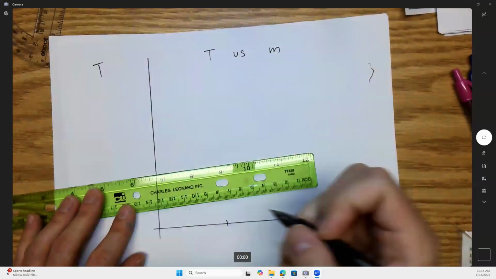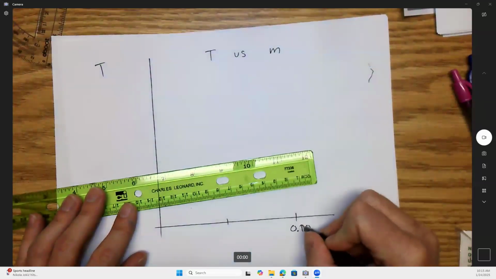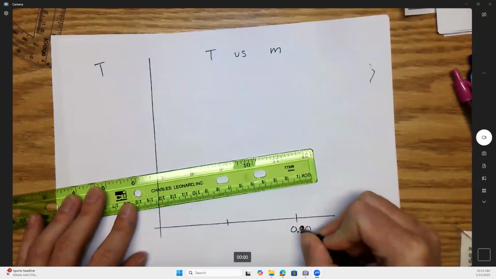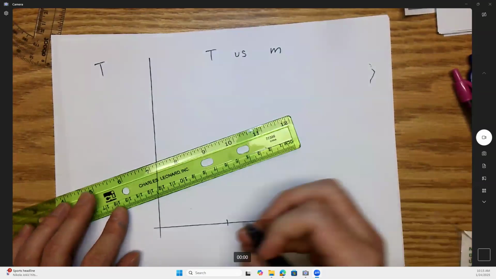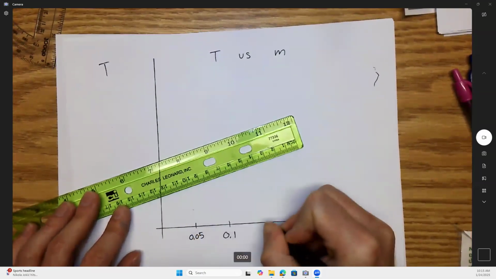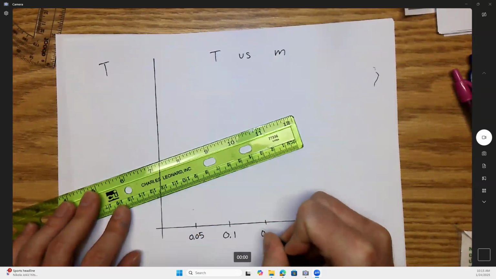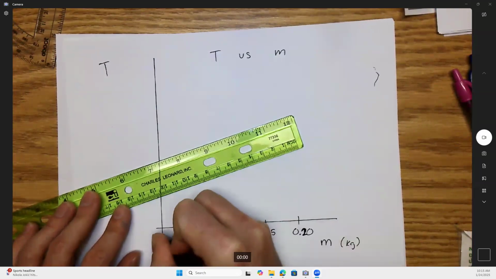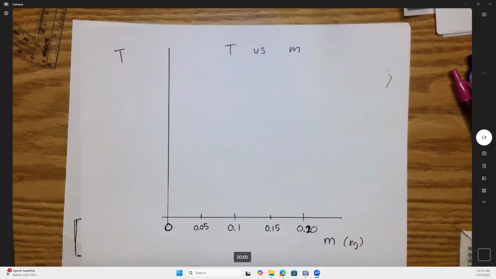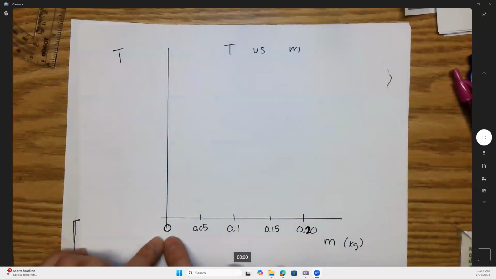Sorry, it was 0.2. Oh, 0.2? All right, easy fix. Kilograms. So 0.1 could be 0.05 and this could be 0.15. And you guys know in this class, graphs always start at 0, 0. That's generally good practice. So start at 0 and scale it up.